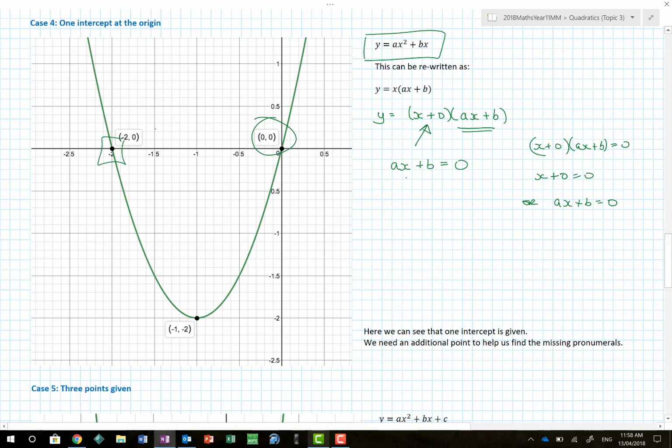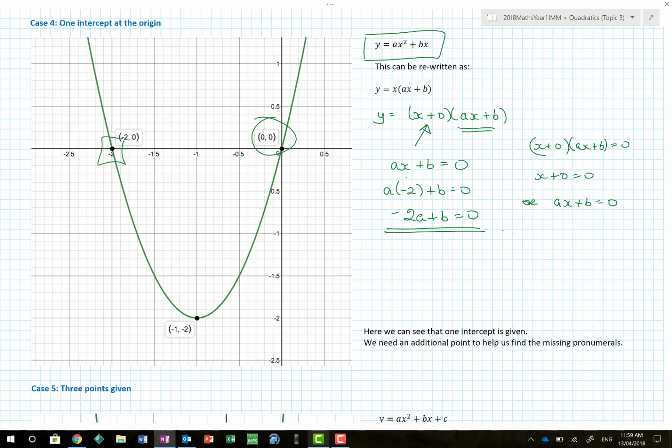We know that that point there, which helps us use the null factor law, gives me that a times minus 2 plus b is equal to 0. So minus 2a plus b is equal to 0. And, oh, I don't know. That looks a bit complicated. Well, it is, but it's got 2 unknowns. And if there's 2 unknowns, we can solve them if I have 2 equations.